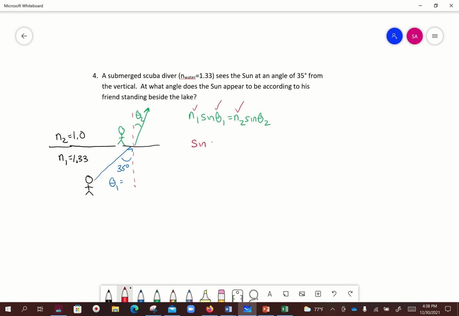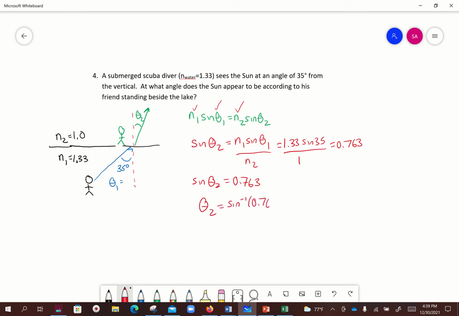So sine of theta 2 is equal to N1 sine theta 1 divided by N2. So that's 1.33 sine of 35, and N2 is 1. So I get 0.763. So what I have is that sine of theta 2 is equal to 0.763. So how do I get the angle theta 2 out of it? Well, you just take the inverse sine, right? So theta 2 is equal to the inverse sine of 0.763. So I get an angle of 49.7 degrees.